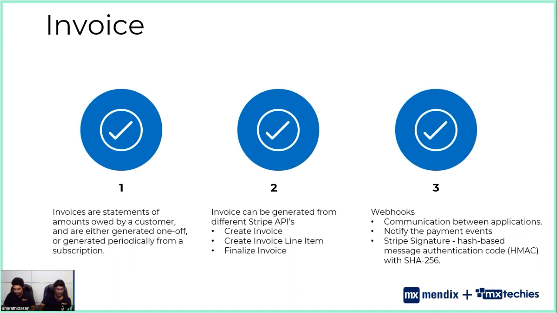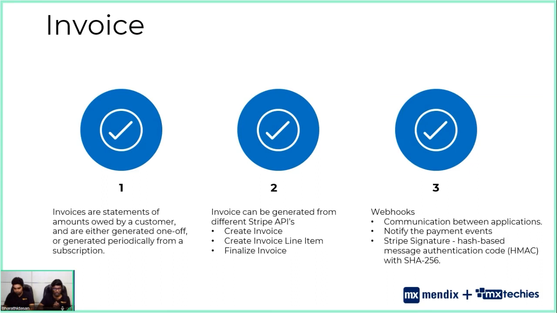To prevent downgrade attacks, Stripe provides a signature, which is a hash-based message authentication code with SHA-256. Once webhooks trigger, we can get the request for that invoice. Let's say an invoice has been generated and paid successfully; using webhooks, we can get the request from Stripe that this payment has been done successfully. Using that, we can modify the existing flow which happens in our application.